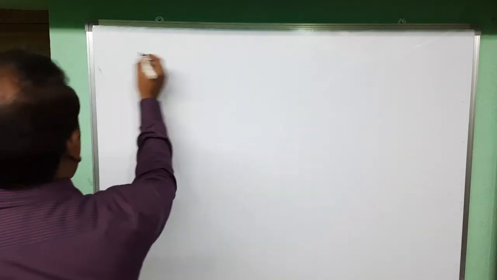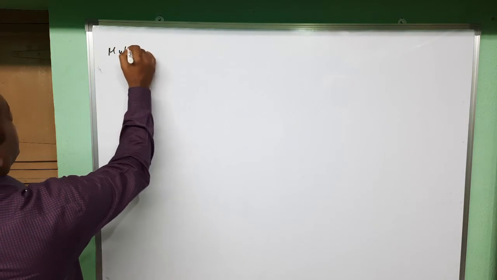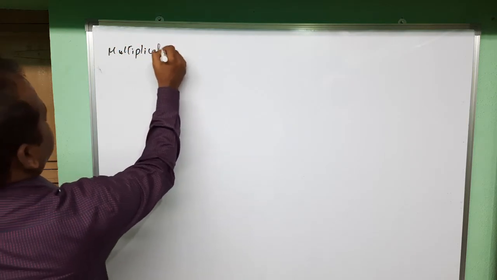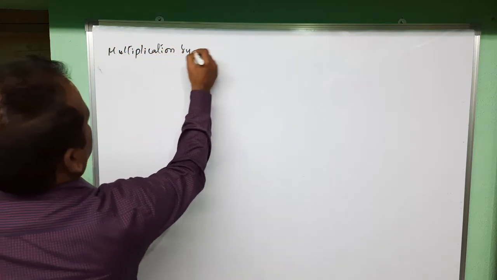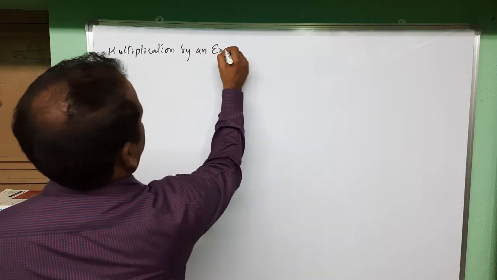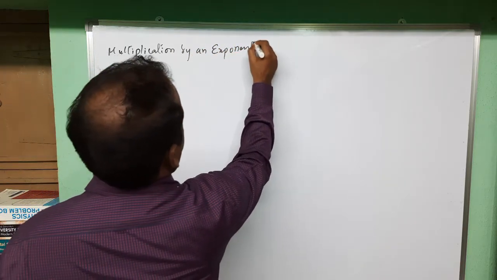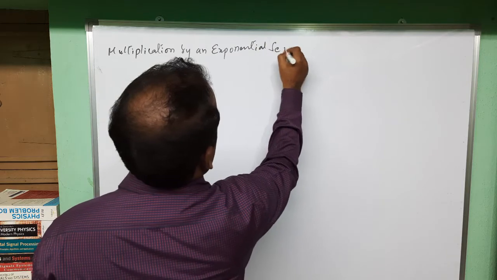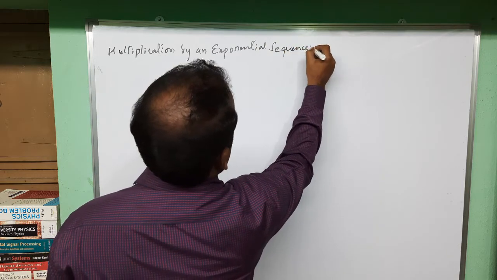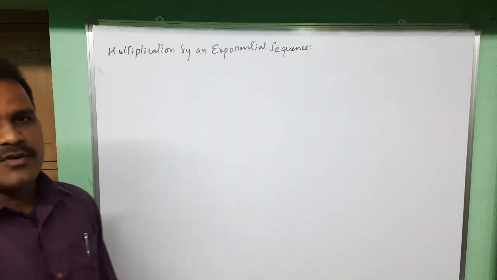Good morning students. In this video we are going to prove the property of Z transform, multiplication of a signal with an exponential sequence. The property is multiplication by an exponential sequence. First I am writing the statement of this property here.